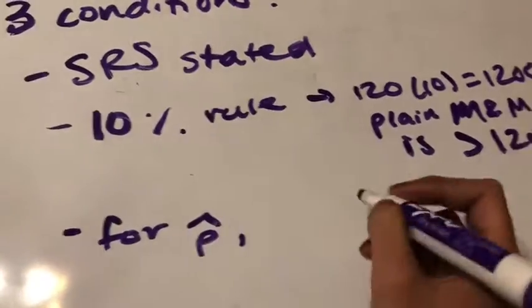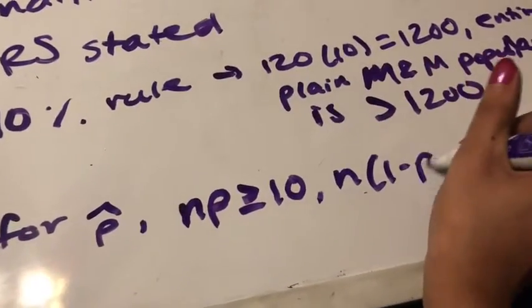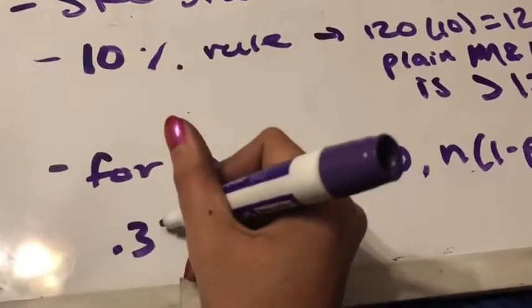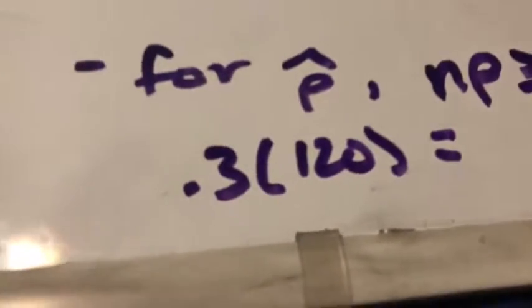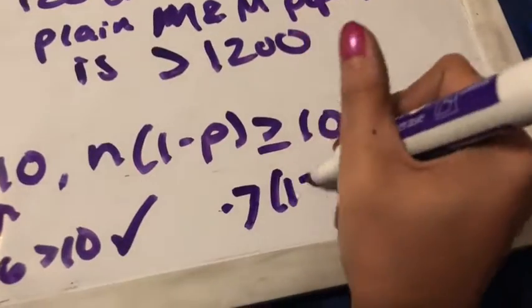Lastly, you must check to make sure that the sampling distribution is approximately normal. For proportions, the rule is making sure that n times p is greater than or equal to 10, and n times q, or n times 1 minus p, is greater than or equal to 10. Only then can you use normal CDF to assume normality.